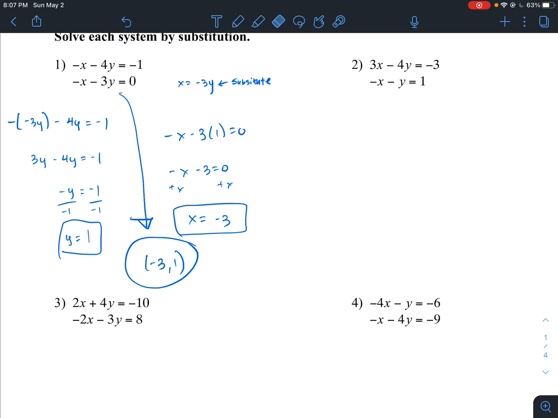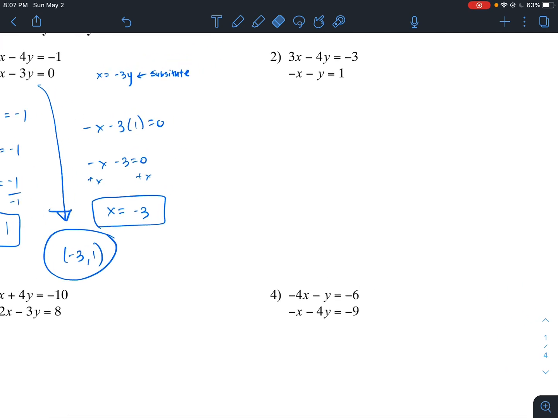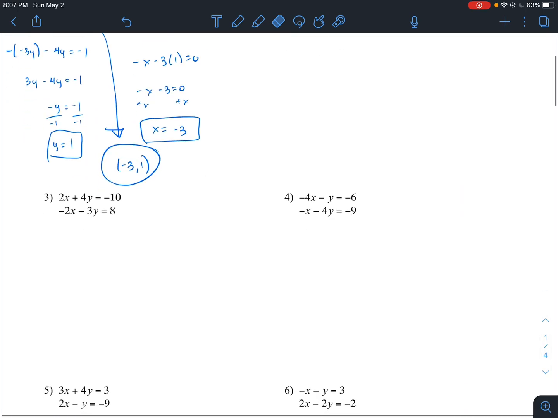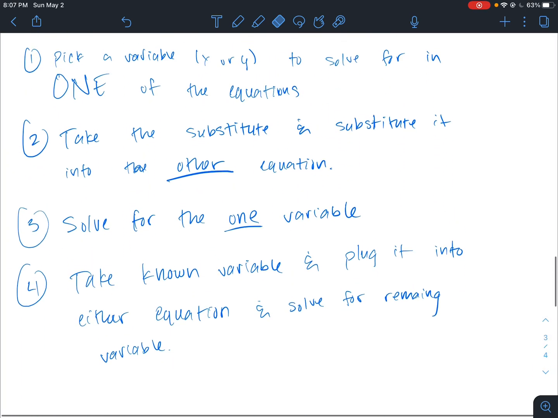Pretty cool. Okay. And that's pretty much it for this one. You just need to follow these steps, honestly, that I have outlined here.